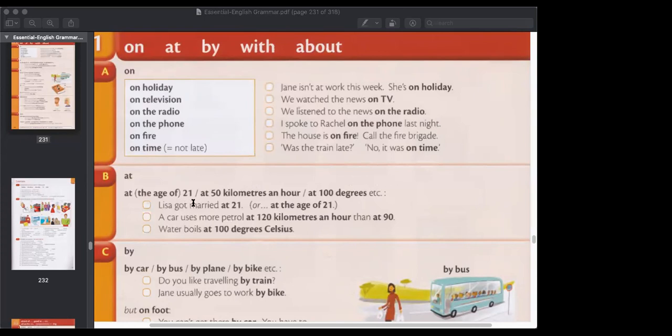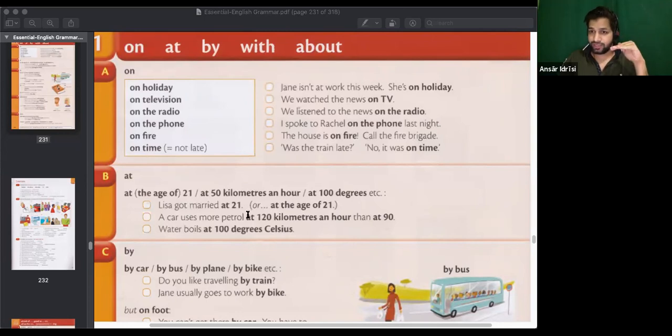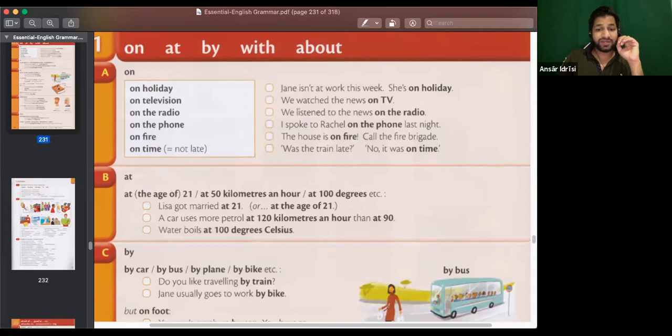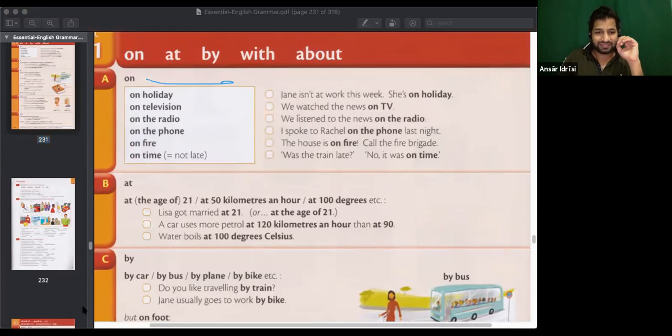Same case here with on. Generally we use on for surface. For example, I'm sitting on the chair. The laptop is on the desk. For example, I've posted some of the pictures on the wall. So generally we are using on for surface, but now we're going to see on for ideas, emotions, activities, and state of minds. Same case for at as well. So let's get started with on first. Generally on is for surface, but here we're going to use on for activities.